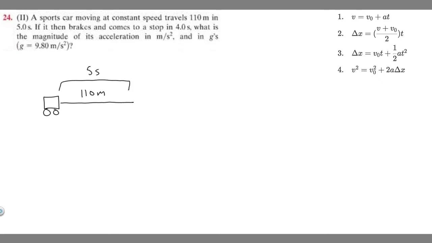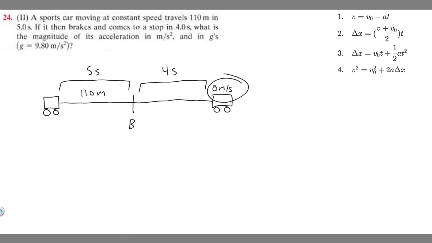And so at this point, it then brakes. So I'm going to draw a line right here and say B, right? B stands for brakes. And then after it brakes, it's going to come to a stop in 4 seconds. So it's going to travel some distance here. We don't really know the distance, but it's going to be 4 seconds long. And then at the end of this, the car is going to be stopped. It comes to a stop, so it's going to be traveling 0 meters per second, because it's at rest.